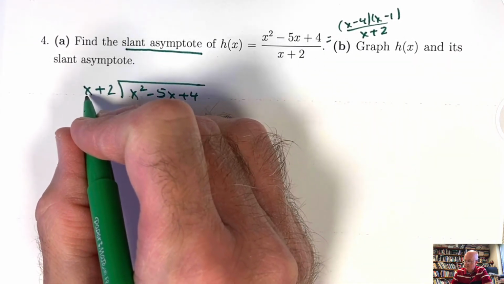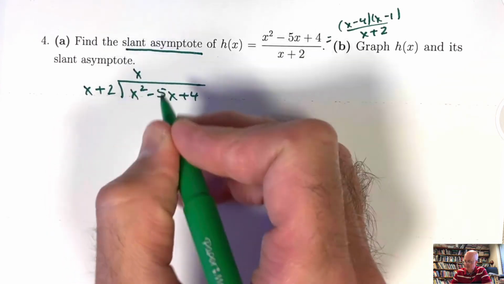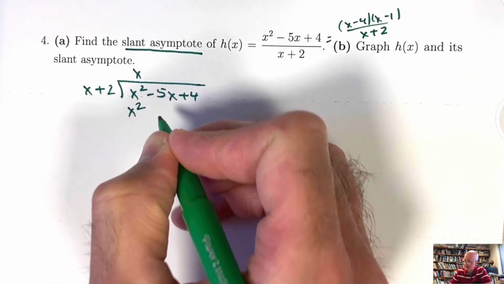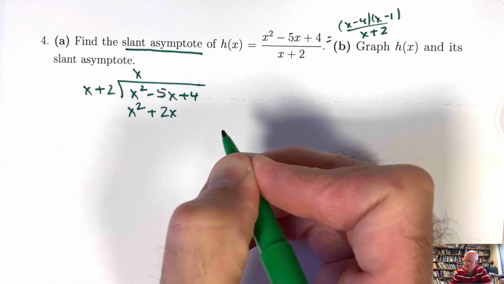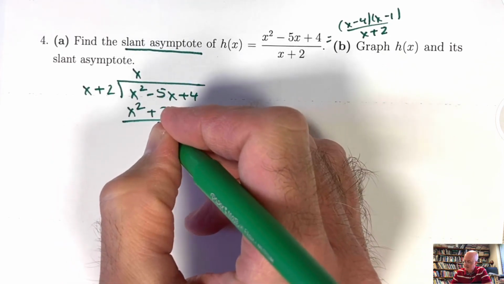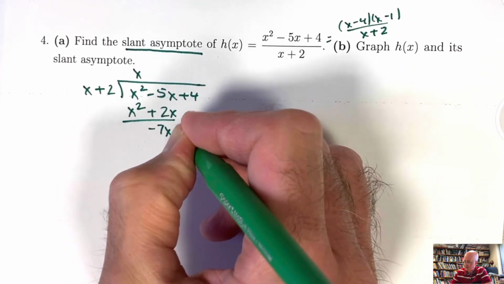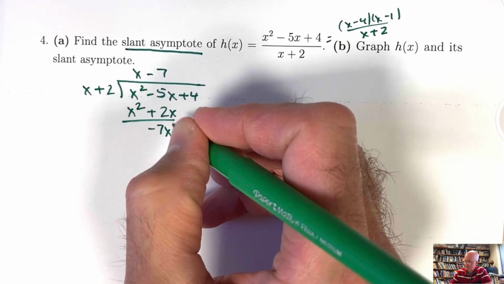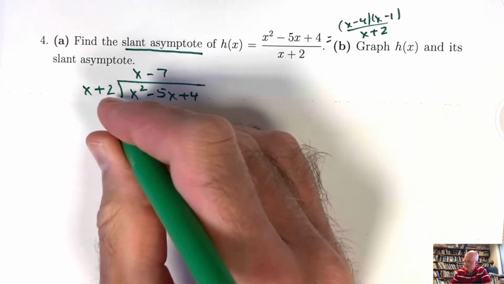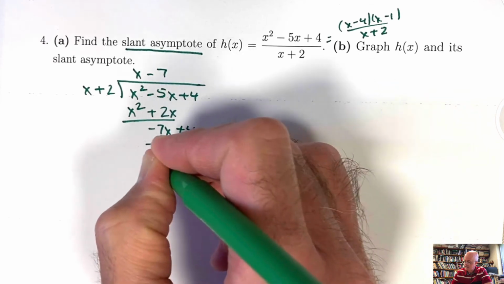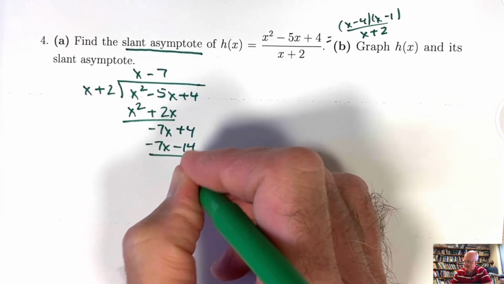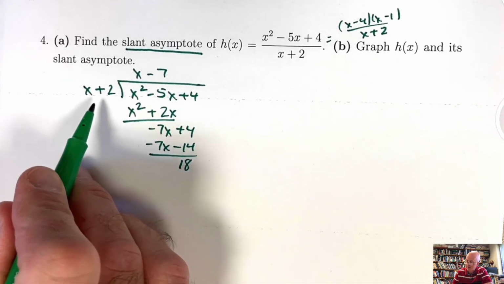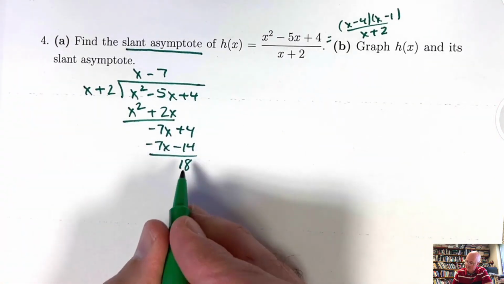Well, to start it off, we need to multiply x by x to get x squared, so put an x up there. X times x is x squared. X times 2 is plus 2x. Subtract. Negative 5x minus 2x is negative 7x. Bring down the 4. I need to multiply x by negative 7 to get negative 7x, so I get a minus 7. Then I get negative 7x. Negative 7 times 2 is minus 14. Subtract: 4 minus negative 14 is positive 18. And that is a quantity whose degree, its constant, is 0, which is less than the degree of the divisor. We can stop here. That is the remainder.